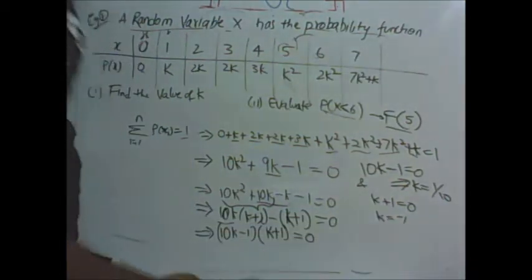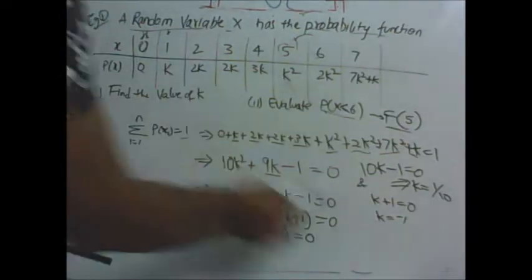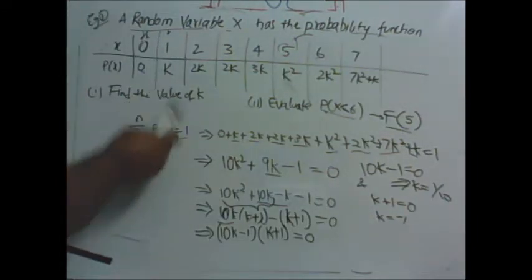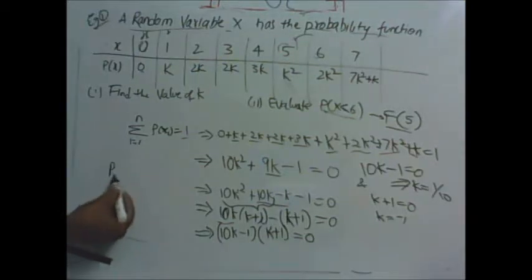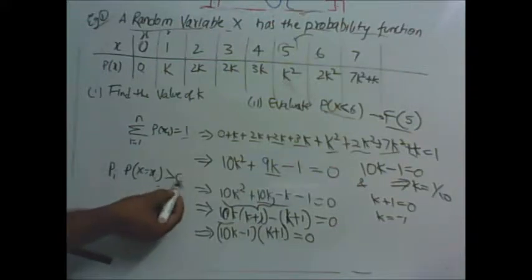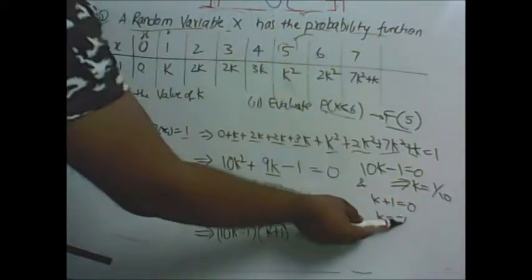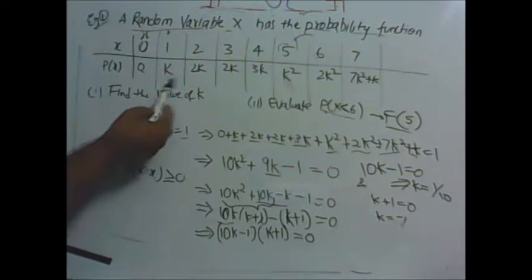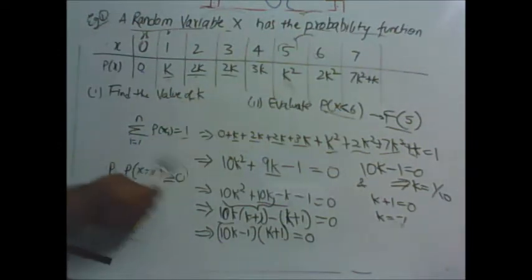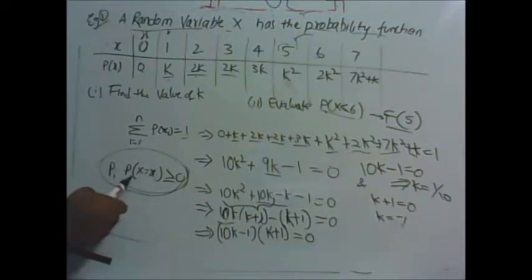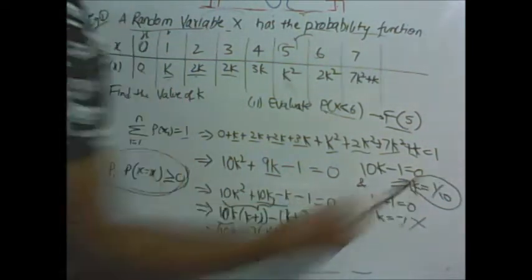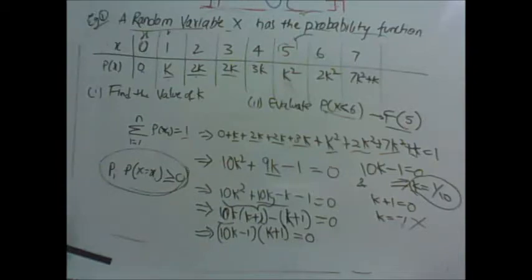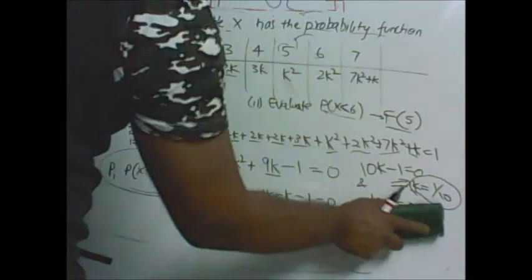But if k is minus 1, I have already told that any pi value, that is p of x equal to xi, must be greater than or equal to 0. If k is a negative value, these values will be negative, which does not agree with our earlier discussion. So this cannot be the value. The remaining one is k equal to 1 by 10. Okay, the first part is evaluated. Now let us come to the second part.